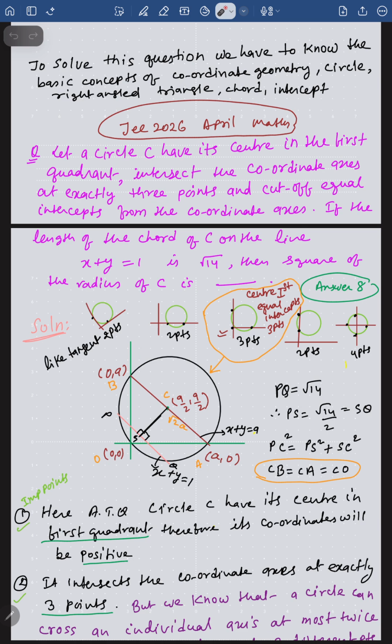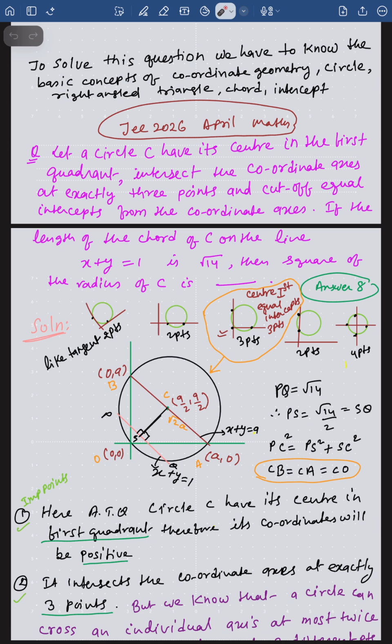So I have just drawn a bigger circle where these two intercepts are equal. Its coordinates will be 0, a and a, 0, and as this will pass through the origin, this point is the origin 0, 0. And in this type of circle, one more thing you have to keep in mind: when you join these 2 points on the circle which make equal intercepts, this line will be the diameter. It will always pass through the center.